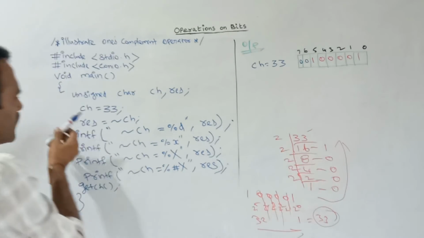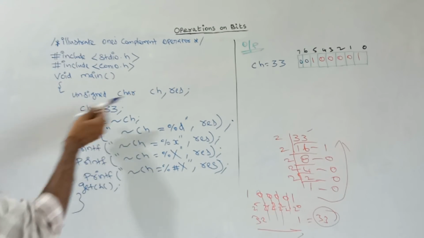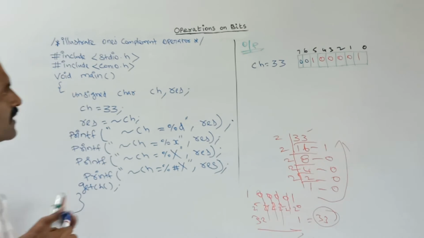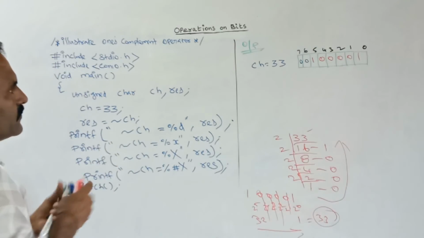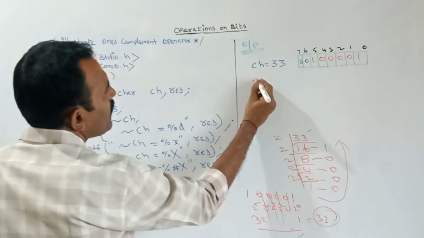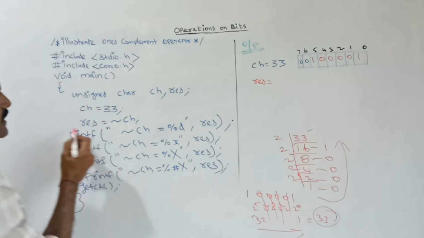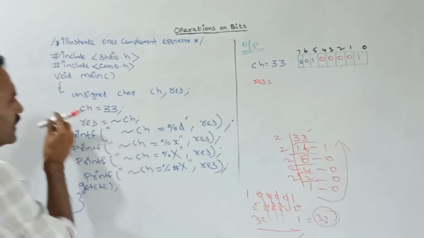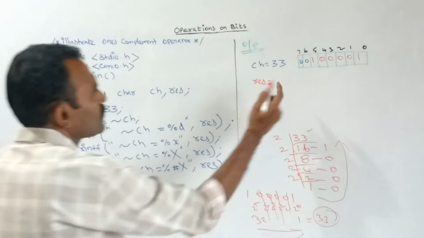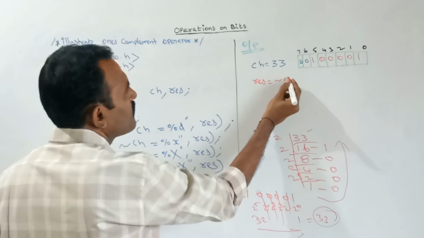Next, in this step I am telling res is equal to 1's complement of ch. So this res value, res is equal to, in this step, 33, this is the binary value. Next step, res is equal to the 1's complement of ch.